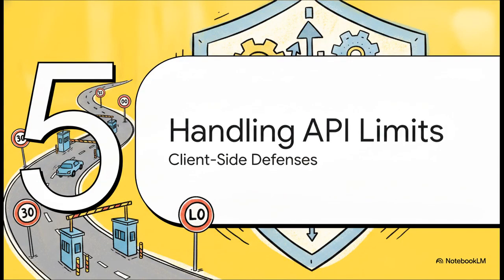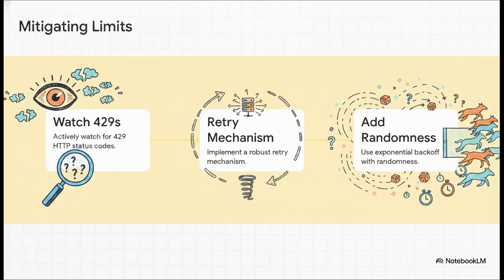Finally, let's wrap up with part 5, handling limits gracefully. So we know these digital toll booths and speed limits exist. How do we equip our clients to handle these strict traffic boundaries without our application crashing? Stripe's engineering practices give us a great primary mitigation strategy.